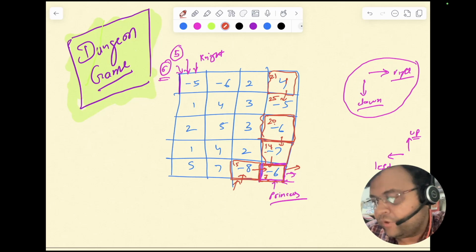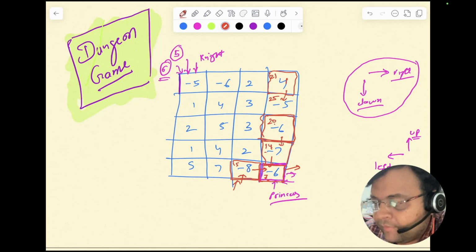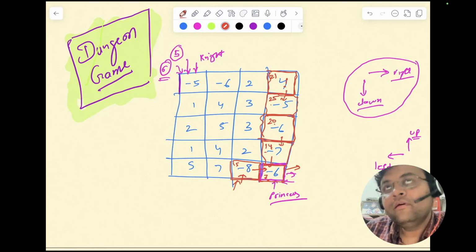Let me repeat this point again. Since the number in this room is positive, he's gaining 4 points as soon as he enters into this room. So for entering into this room, he needs 25 points, right? So how many points does he need before entering into this room? 21, right? With 21 he can gain 4, that will add up to 25. So within this room he can enter with 25. So we can be consistent through this, correct?